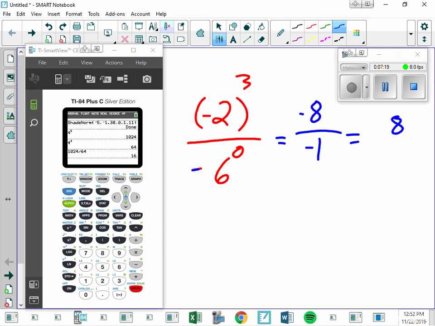Okay? So negative exponents flip things upside down. 0 exponents turns it into 1. If your exponent is even and there's a negative inside the parentheses, the negative gets destroyed. If it's an odd exponent, then the negative just sticks around. Okay.